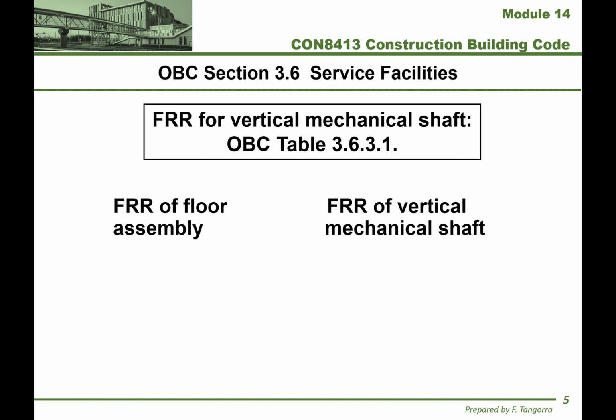Something very similar to what we just covered: if you have a mechanical shaft punching through a number of floor systems in a building, just like an elevator hoistway, it must be fire rated properly to maintain the fire requirements of the floor system. For this, you would go to Table 3.6.3.1, and if you can find the fire rating of the floor assembly, you'll be able to determine the fire rating of the mechanical shaft. For example, if it's 2 hours for the floor, it's 1 hour for the mechanical shaft; 1 hour for the floor, 45 minutes for the mechanical shaft, and so on.